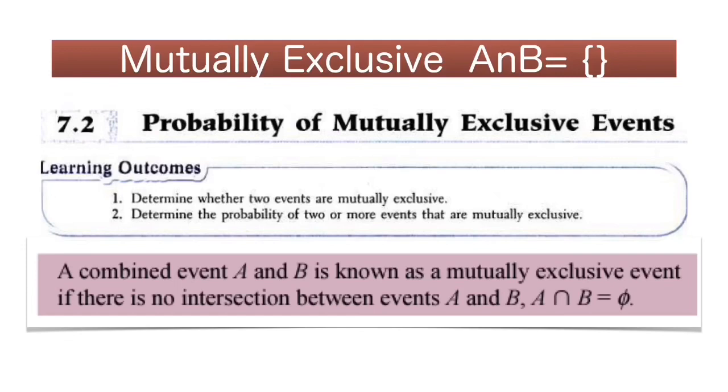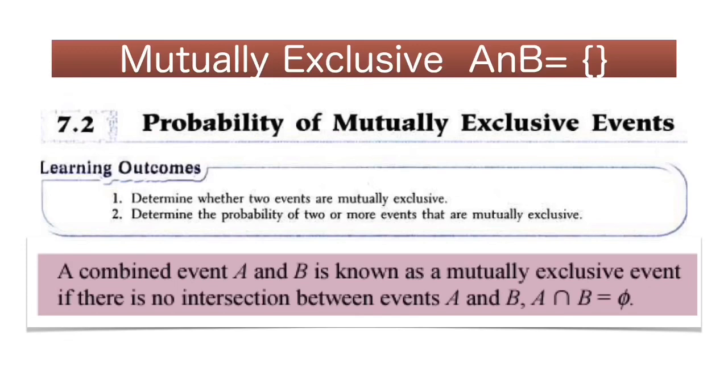Today our main objective is the probability of mutually exclusive events. Our learning outcomes: after you study this lesson, you must know how to determine whether two events are mutually exclusive. Also, you must determine the probability of two or more events that are mutually exclusive.